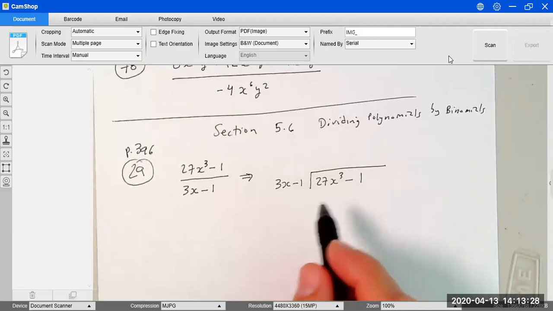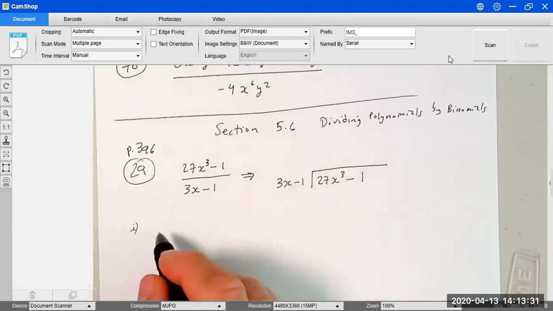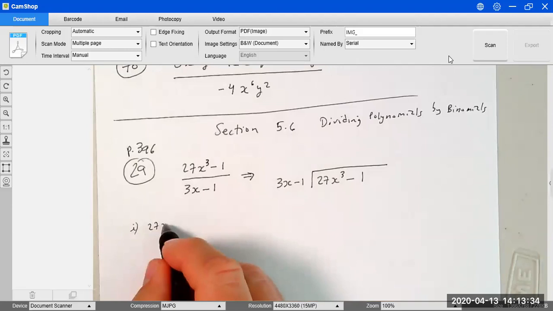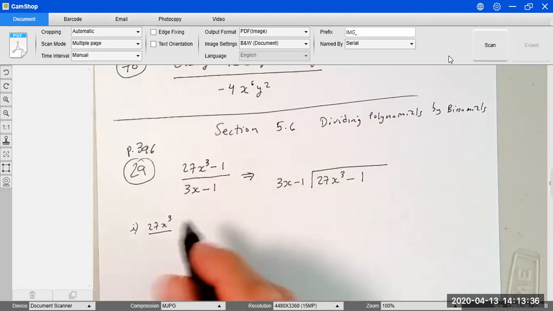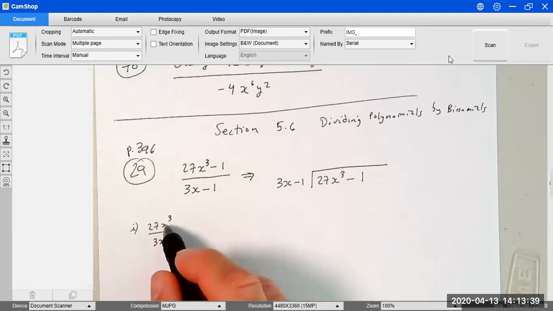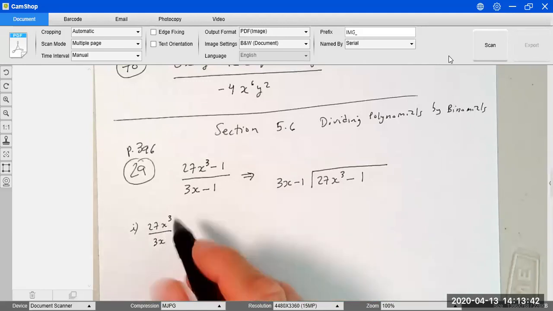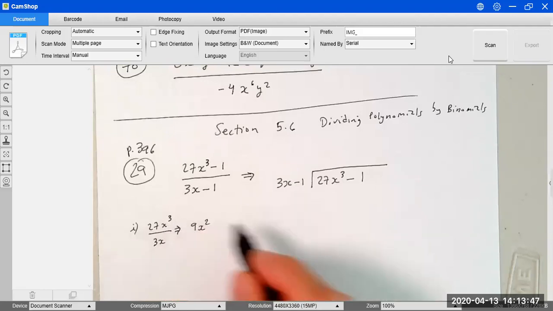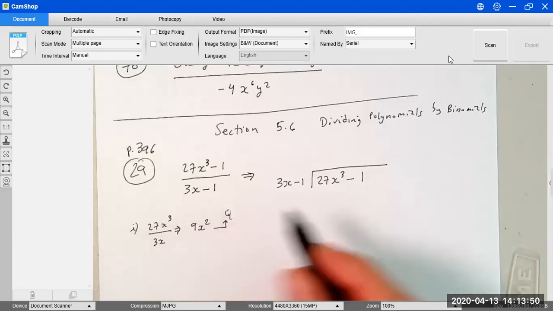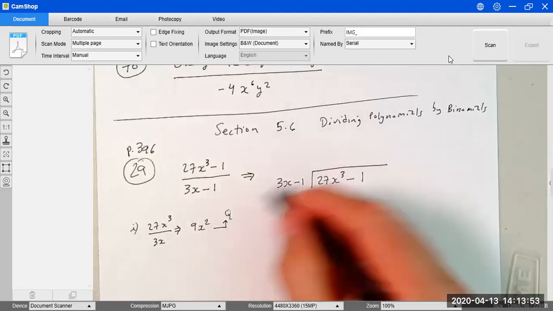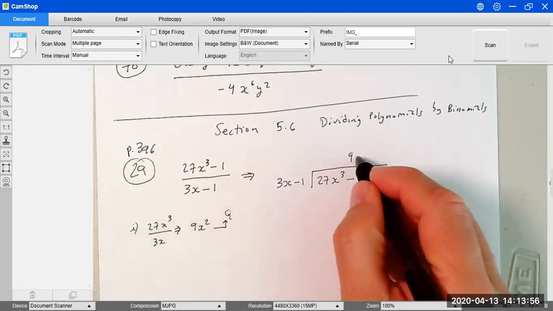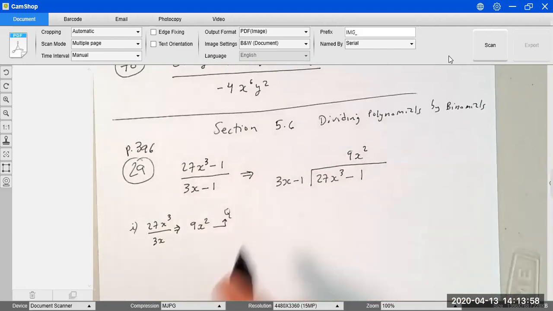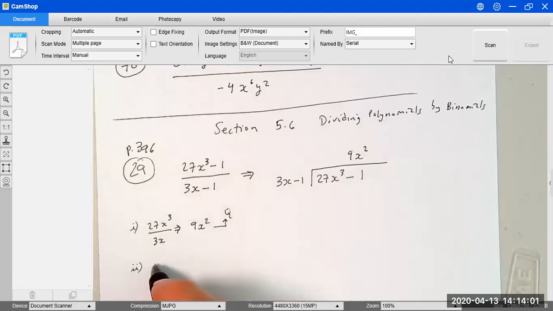So let's start. My leading coefficient is 27x cubed over my leading coefficient of the divisor, which is 3x. So the leading coefficient of the dividend over the leading coefficient of the divisor. So from here you get 9x squared. So that goes to the quotient. So I'm going to write that quantity here, 9x squared. So now I'm going to multiply that result and my whole divisor.